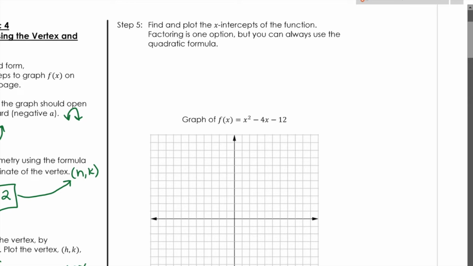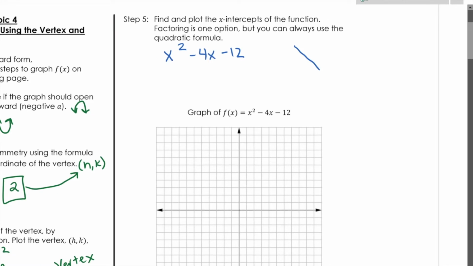Factoring is one option, but you can always use the quadratic formula. We're going to factor this: x squared minus 4x minus 12. We could use the quadratic formula, especially since we have that FSA calculator, but it's easier if we just do the x method. I put negative 12 up here, and negative 4 here. So what two numbers multiply to negative 12, but also add to negative 4?